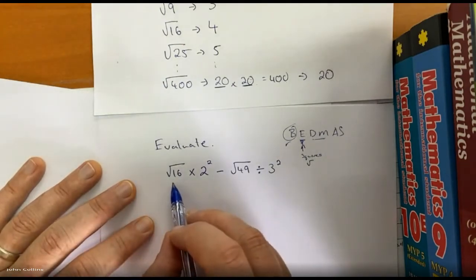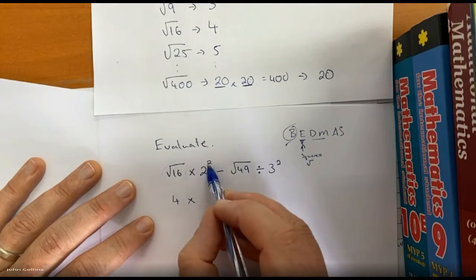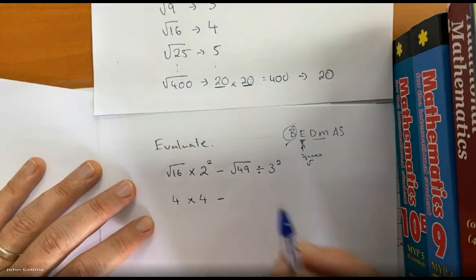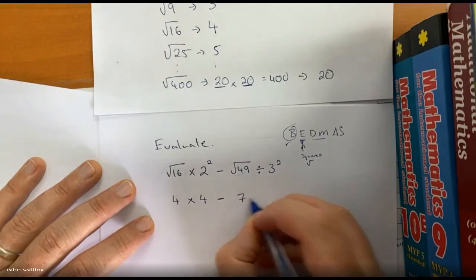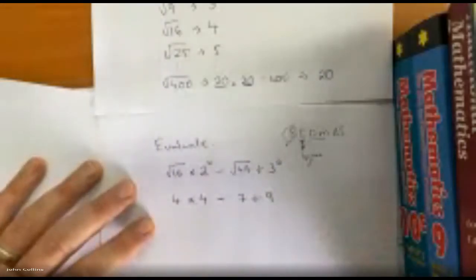The square root of 16 is 4. Multiplied by whatever the 2 squared is, which is also 4. Minus. I need to get the square root of 49. What's the square root of 49? 7, yeah. Divided by 6. No. 3 squared, which is 9. 9, not 6. It's not 2 times 3. Otherwise, it just would have written 2 times 3.